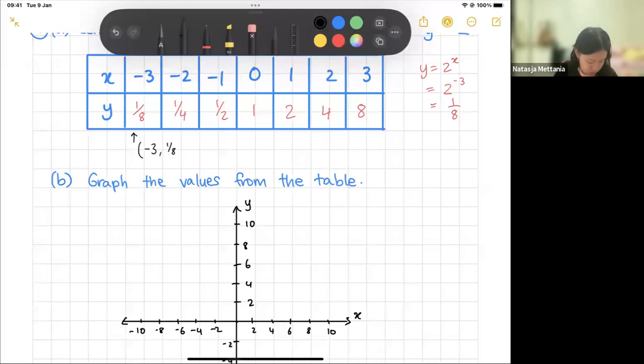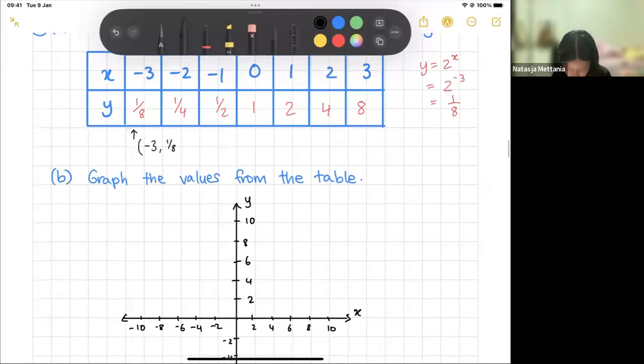For -3, 1/8, I'm going to put a dot there, at 1/8. Then I've got -2, which is a quarter. I'll just put it there. -1, let's say it's there. Then x equals 0, my coordinate will be 0, 1. It should be, let's say, here.